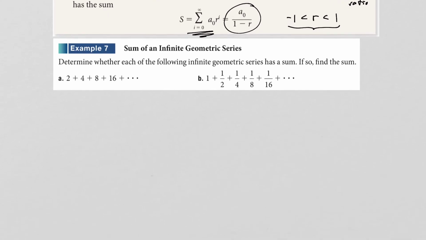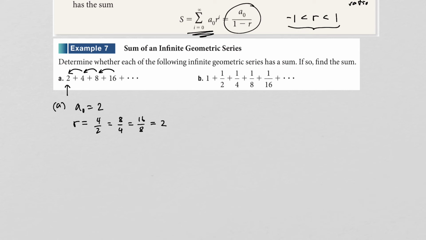So to find the sum here, first of all, let's determine what a naught is and what r is. In this example, a naught is the first term, which is 2. That's pretty clear. r is the common ratio. So I can figure out r by dividing 4 by 2, 8 by 4, 16 by 8, right? I can do any one of these to figure out r. They should all be the same. And you can see that these are all equal to 2.